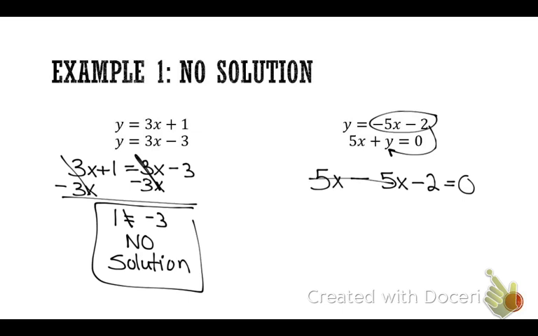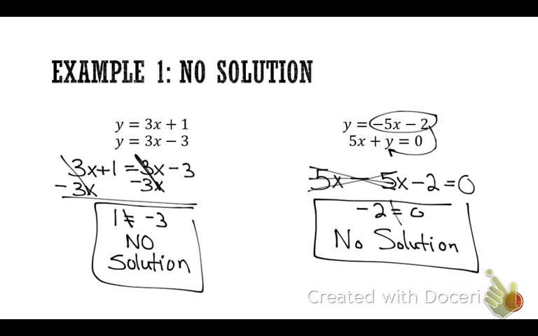Cancels out. Okay? They cancel. So what am I left with? Negative 2 equals 0. No solution. All right? Did you maybe get that before we put it up there? Okay? So with no solution, my variables cancel out completely. All right? And that's how I know it's no solution.